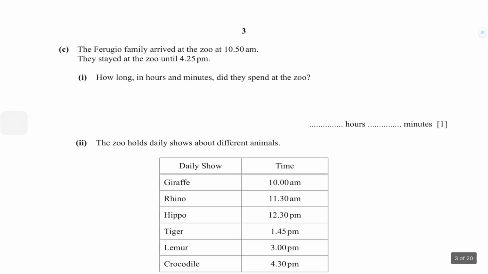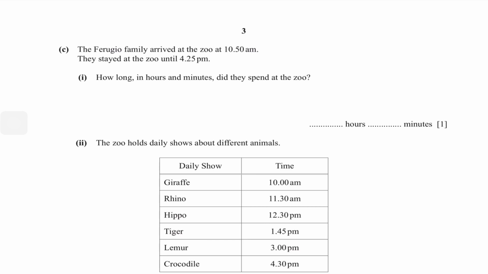Now part C, by the looks of it, is a question that is related to time. Now let's read the question. The Fergie family arrived at the zoo at 10:50 a.m. They stayed at the zoo until 4:25 p.m. Alright. How long in hours and minutes did they spend at the zoo?